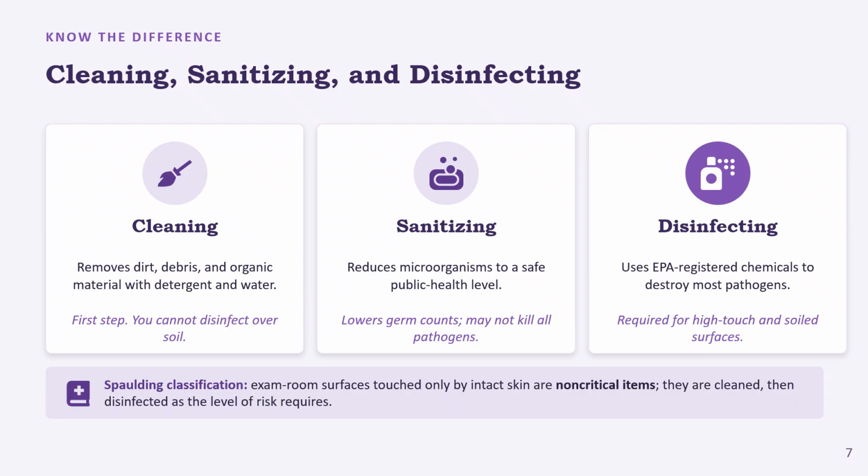There is a useful framework here called the Spalding classification. It sorts items by infection risk into critical, semi-critical, and non-critical. Exam room surfaces that contact only intact skin, like the exam table or counter, are non-critical items. Non-critical surfaces are cleaned and then disinfected according to the level of risk. Items that enter sterile tissues, by contrast, are critical and must be sterilized, but that is handled differently and is beyond a routine room turnover. For our purposes, remember the order: clean first, then disinfect.